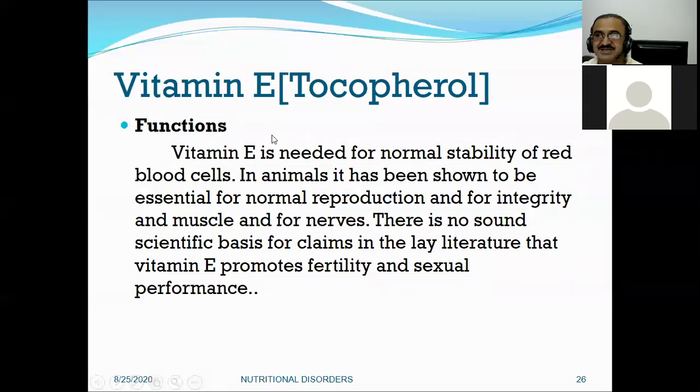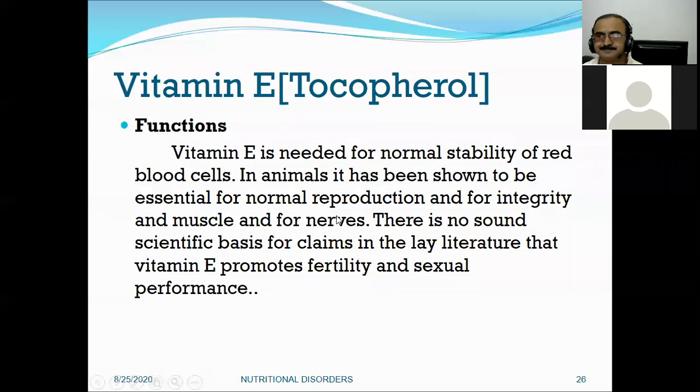So what are the main functions of vitamin E? Vitamin E is needed for the normal stability of the red blood cells, as I told you. In animals, it has been shown to be needed for normal reproduction, and for the integrity of the muscles and nerves. There is no sound scientific basis to promote fertility and sexual performance. Yes, some doctors prescribe it to ladies and males for fertility purposes. So it may play a role in fertility and sexual performance to some extent.